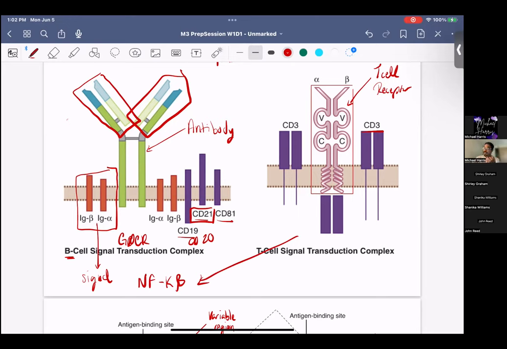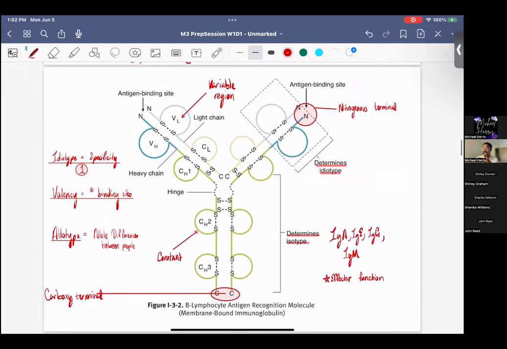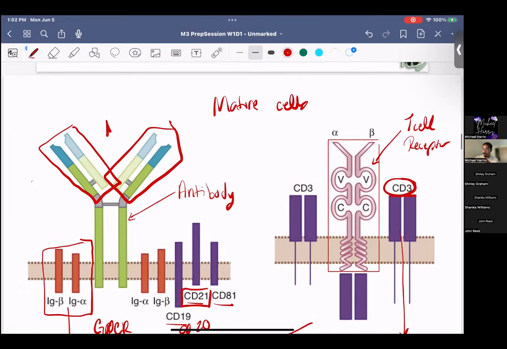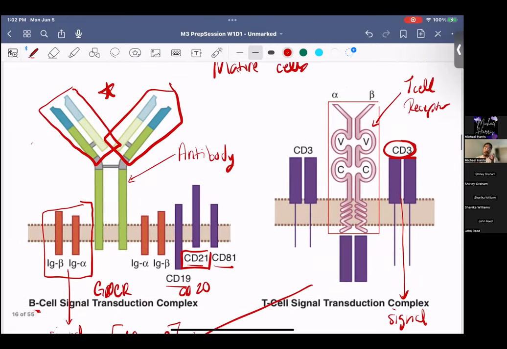Okay. Now, the signal guy for the T cells is the CD3. This is the guy that's responsible for sending the signal inwards and activating NF kappa beta. Okay. And NF kappa beta then is responsible for producing all the cellular changes that we're going to talk about later. Good? Okay. Now, here we're looking specifically at this guy. We're zooming in on this guy because he's the important one. He has two arms. He's bigger. And this little guy, he's very small.